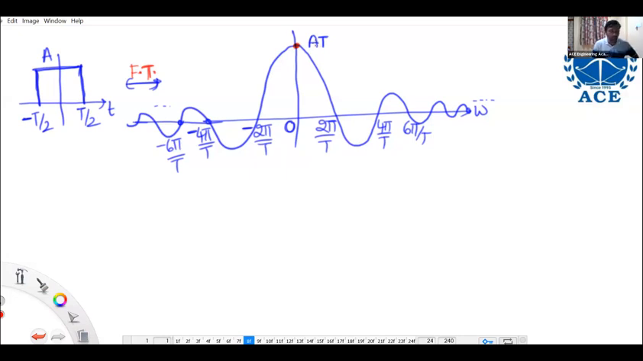What is the bandwidth of the spectrum? Ideal bandwidth is infinity. Spectrum is going up to infinite range, but its maximum energy is concentrated within the main lobe width. Some of the energy is wasted due to side lobes.